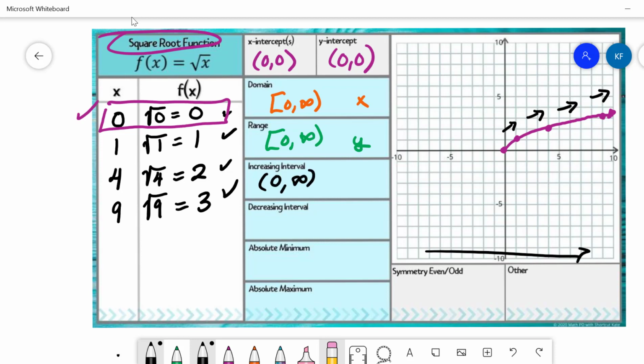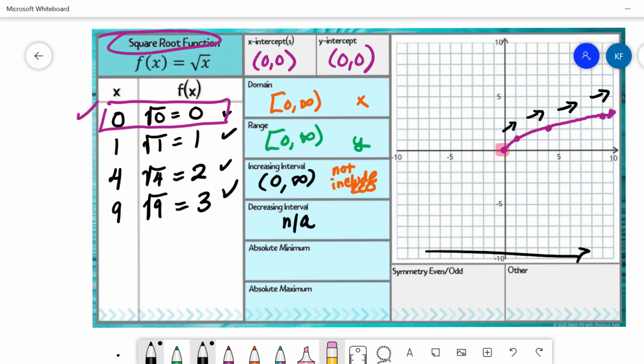Remember, we do not include the 0 because it is not increasing or decreasing. So you do not include 0. It's everything up near 0, but not include 0. Okay, so the function is increasing from 0 not included to infinity. So there is no decreasing interval in this example.